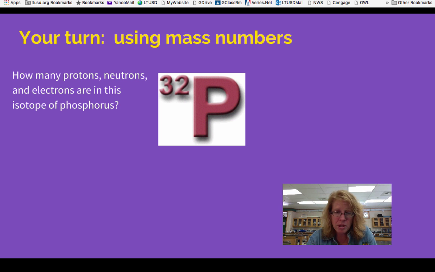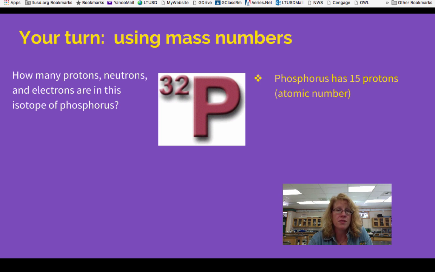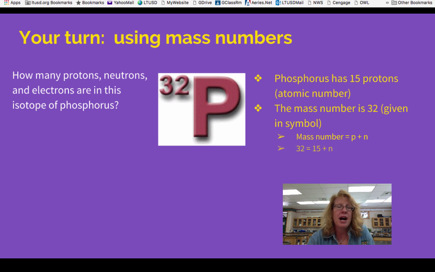Okay, here come your spoilers. 3, 2, 1. All right, phosphorus. By definition, its atomic number is 15, so it has to have 15 protons. Number 2, the mass number is 32 because that's given to you in the symbol. The number in the top left is always the mass number, and the mass number is the number of protons plus neutrons. So I know that the mass number is 32 and the number of protons is 15. Now it's a matter of subtraction to tell you that the number of neutrons in this particular isotope has to be 17.